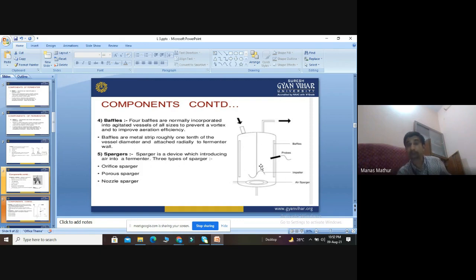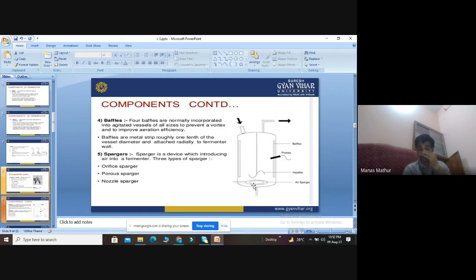Then in the middle of the fermenter there is the impeller, which we call the agitator. There is also the air sparger. This impeller rotates, and thus it causes the mixing of all the raw materials in the fermenter. At this point there is the passage of air and the exchange of air. So this is the proper role of baffles.